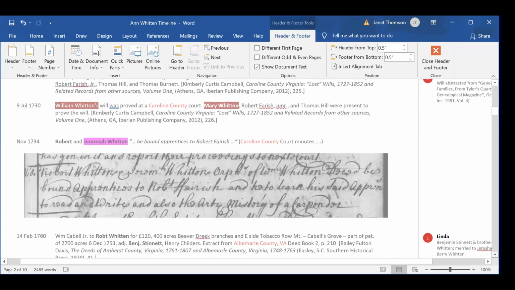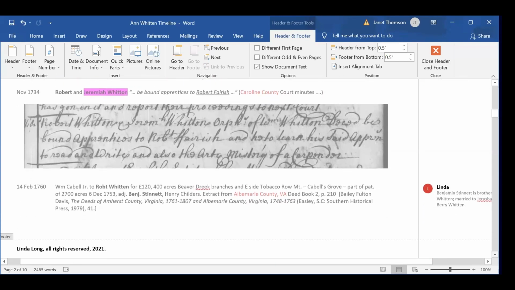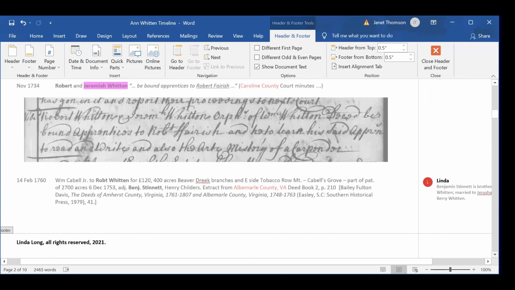where it was proved. And then the next one down, that was one of the first things. The next one down here, the bound and apprenticed to Robert Farish, makes me think that that first will, which is just a written document in a genealogy magazine, I still haven't found the original, is probably correct. So again, no particular questions from it. I'm just trying to collect information at this point to see if I can prove that Elijah Whitten, who I know is my fourth great grandfather, really belongs to this family.